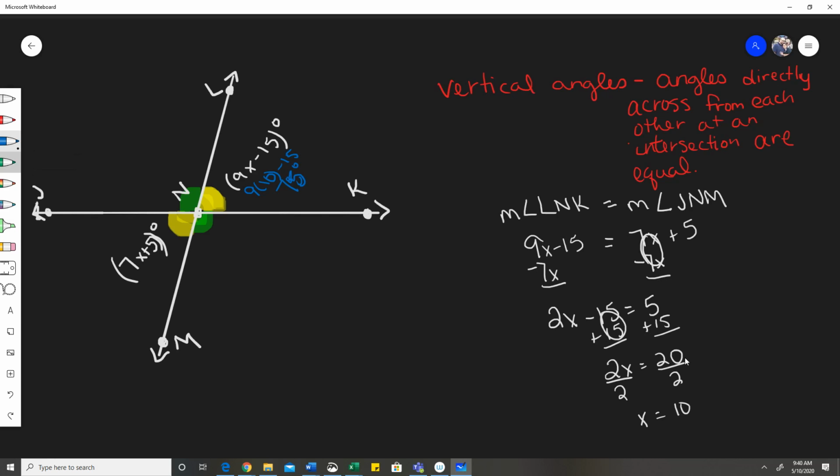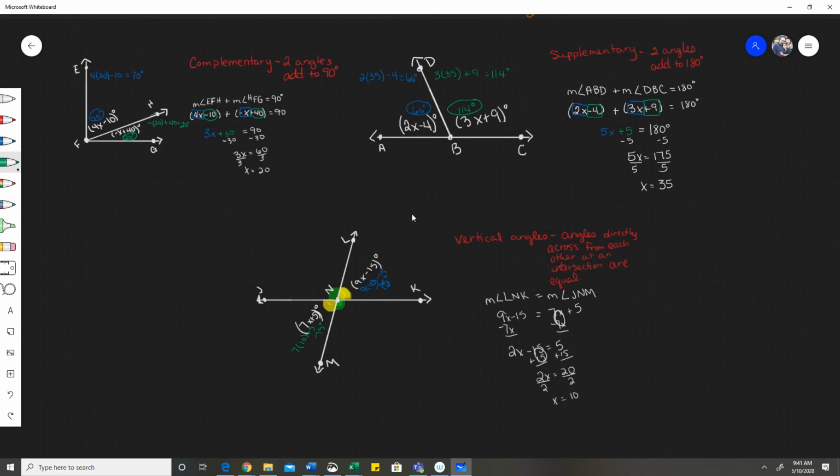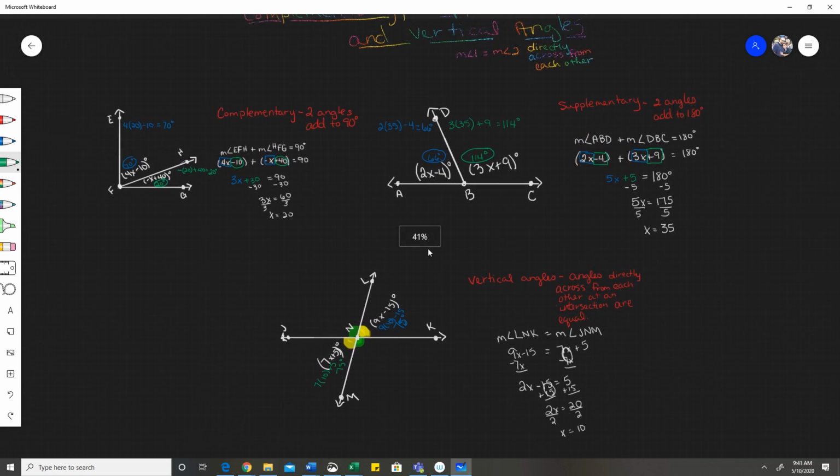All right. So with J and M, that should also be 75. So let's do 7 times 10 plus 5. Well, 7 times 10 is 70. Plus 5, we get 75 degrees. They are equal. They are vertical angles. So we did that right. So that is your complementary, supplementary, and vertical angles.